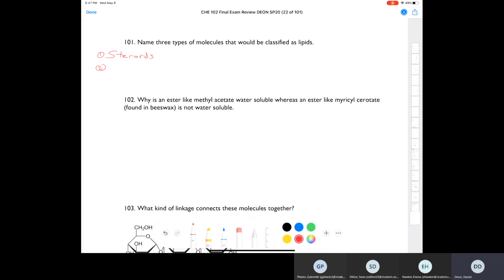What about the coating on a leaf or on a feather? Does anybody know what kind of lipid that would be? Wax? Yeah, a wax. So put waxes would be another good one. What about a triglyceride? A triglyceride or a phospholipid would be another one.